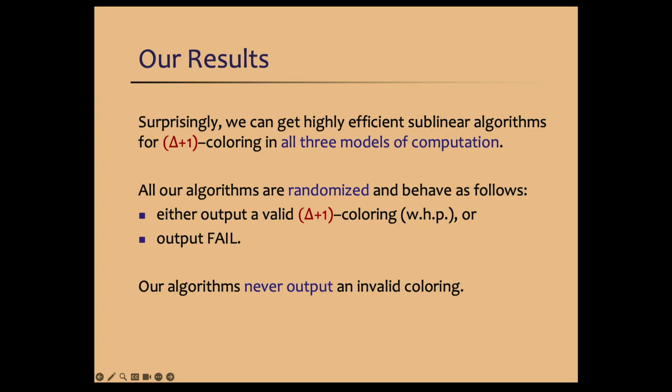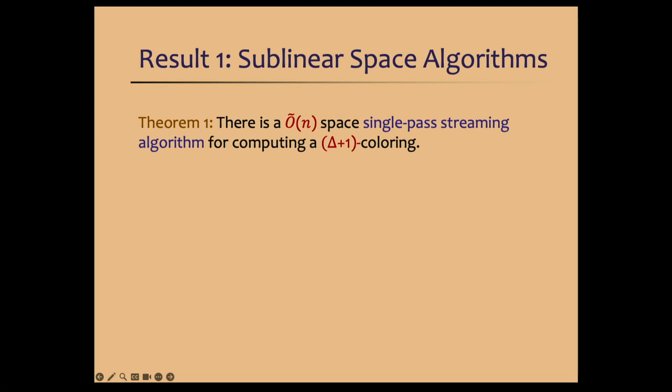Okay, but these reasons notwithstanding, we can show that for delta plus one coloring, it is indeed possible to get highly efficient sublinear algorithms in all three models of computation. And these algorithms are going to be randomized algorithms that behave as follows. Whenever the algorithm says I succeed, which it will with high probability, it will output a valid delta plus one coloring. But when it doesn't succeed, it will recognize this fact and output fail, okay? So it will never output an invalid coloring. So let's look at these results in a bit more detail.